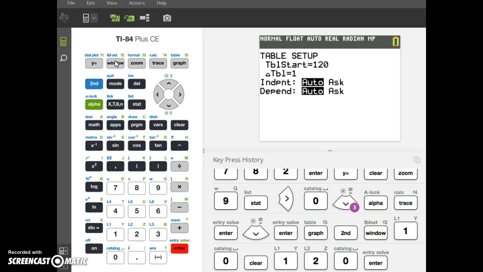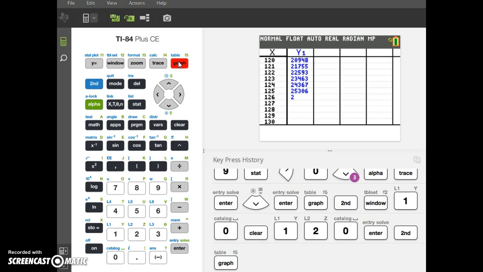There we go. And let's take a look at our data table now. And then there's my population, 20,948. And in the fourth question, I'm trying to find the population at 50,000. So I can just kind of arrow down until I get there. It's going to take a little bit of time.